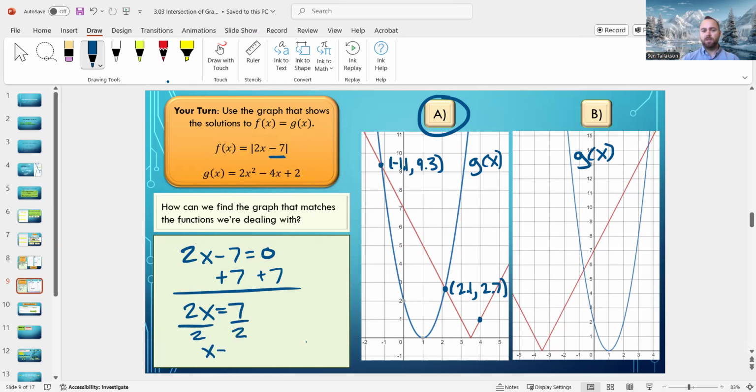So we get 3.5, which is actually what h is. So we moved horizontally 3.5 units.